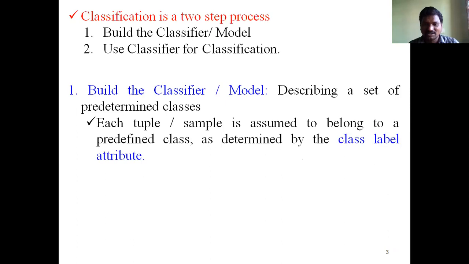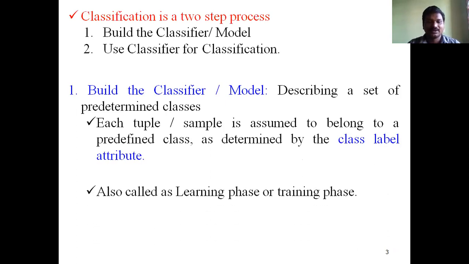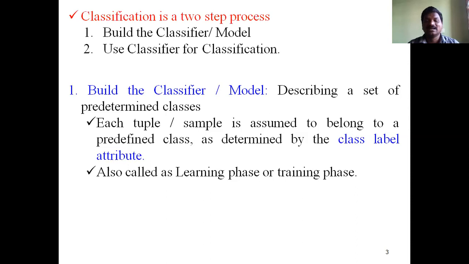Any row here that belongs to the predefined class is determined by the class attribute. Here building the classifier model is also called the learning phase. It is divided into two phases: the learning phase and the classifier phase. The learning phase is also called the training phase.